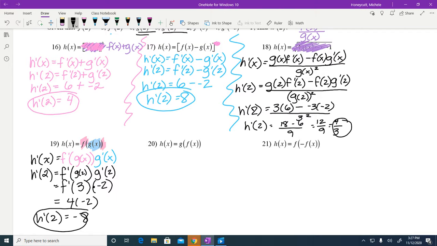These look a little intimidating, but they're actually quick. There's not a lot of algebra involved. You just have to know your rules.